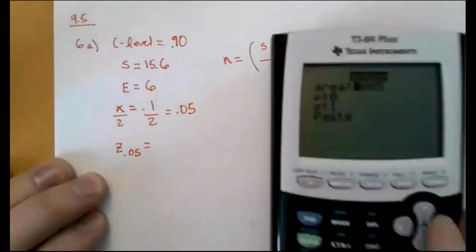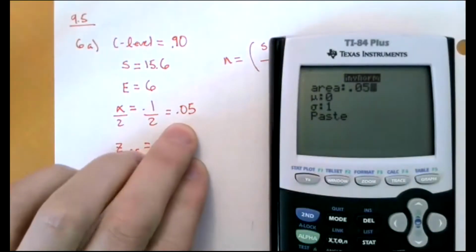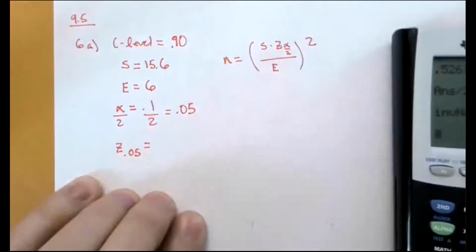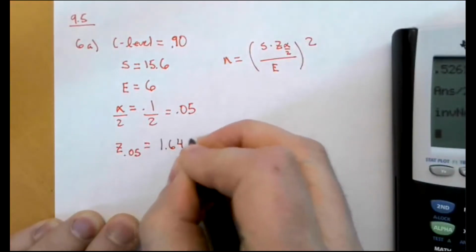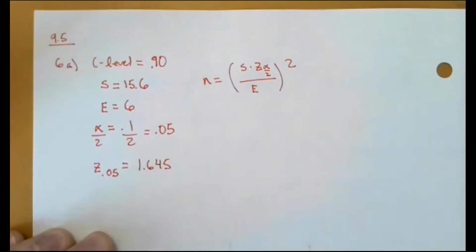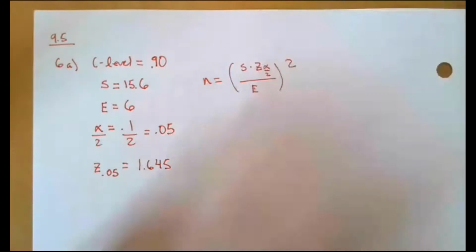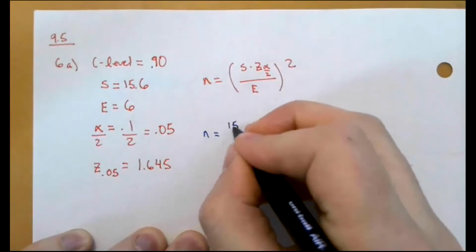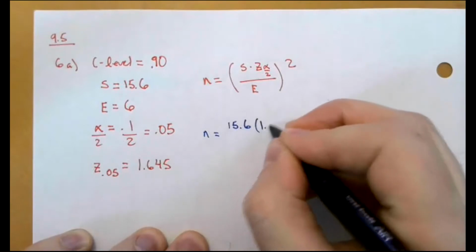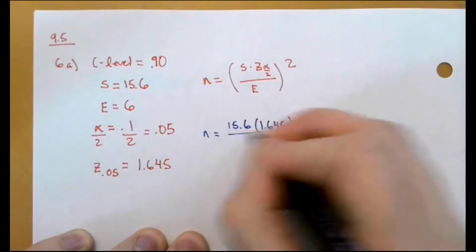Okay. Cool. So 0.05, bam, bam, bam, bam. It is 1.645, our Z value. All right, we have everything we need. Let's plug the pieces in here and away we go. And then we'll see if I actually got it right. That's the fun part.